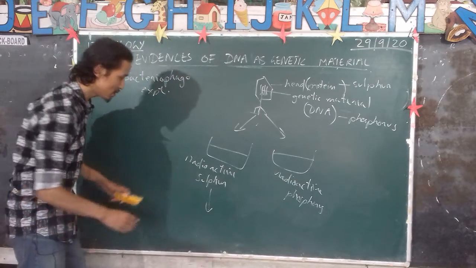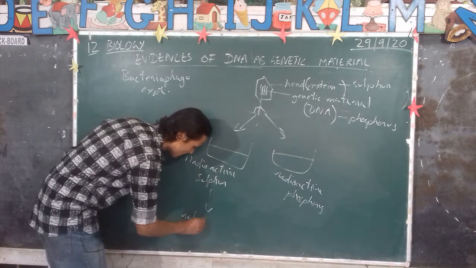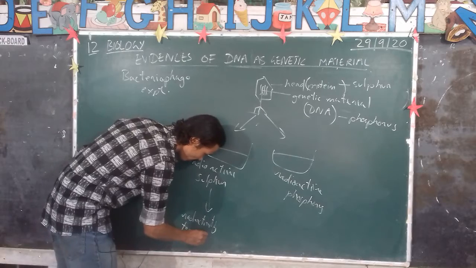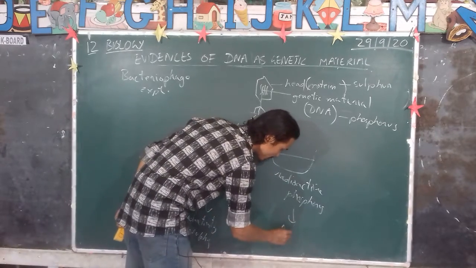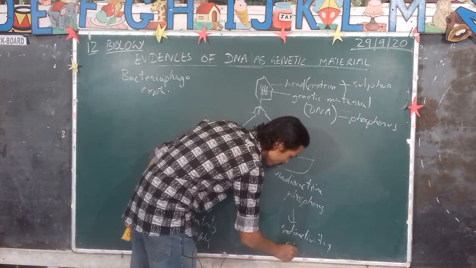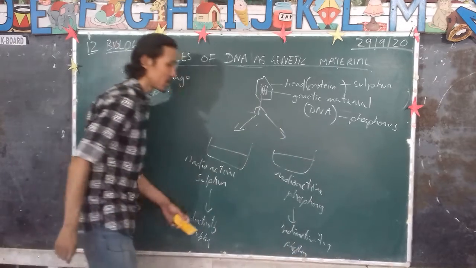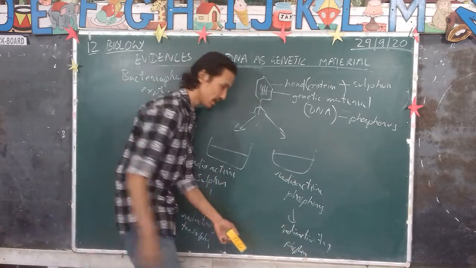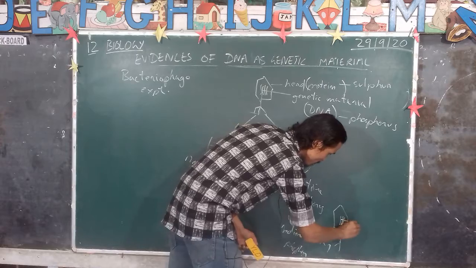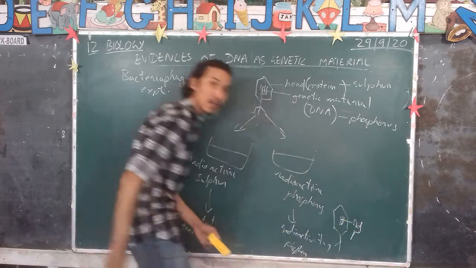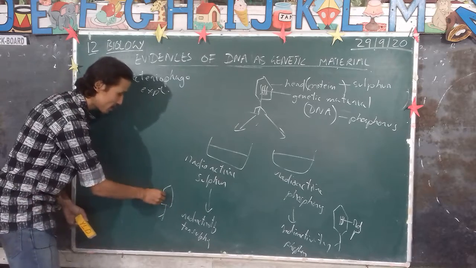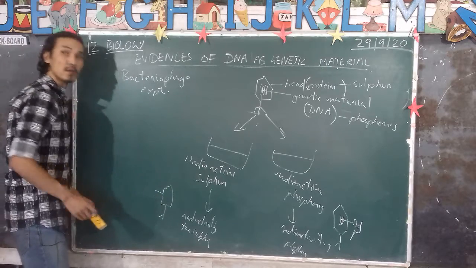that you gain from this medium shows radioactivity for sulfur. This also shows radioactivity for phosphorus. But the thing to remember is, since phosphorus is present in DNA, this bacteriophage shows radioactive phosphorus on the inner side, whereas on this one, radioactivity is observed on the outer side, because protein contains sulfur and the head is made up of proteins.